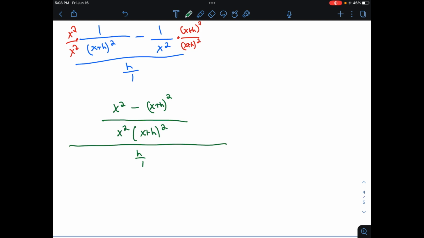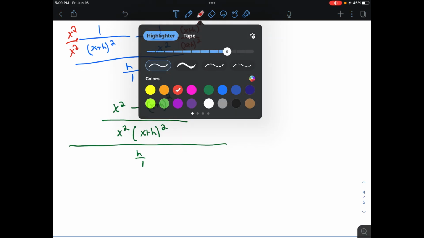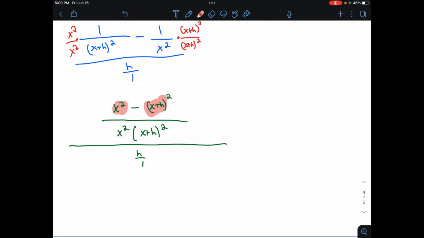Okay, I'd like to multiply by the reciprocal. However, I'm noticing I've got to try to combine x squared and this, right? Those are two terms chained together by a minus. So I'm going to expand x plus h squared. It's the square of a binomial. Saves me the time and brain power. So I get x squared minus x squared plus 2xh plus h squared all over x squared times x plus h squared. And I'm going to go ahead and multiply the reciprocal times 1 over h. Just get that going.